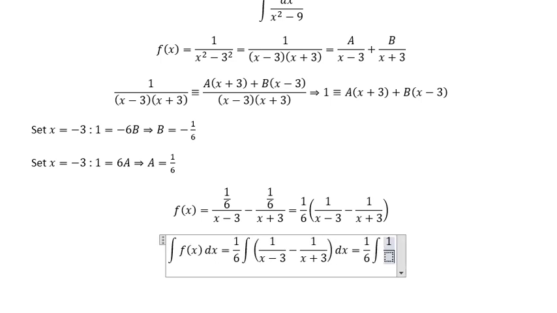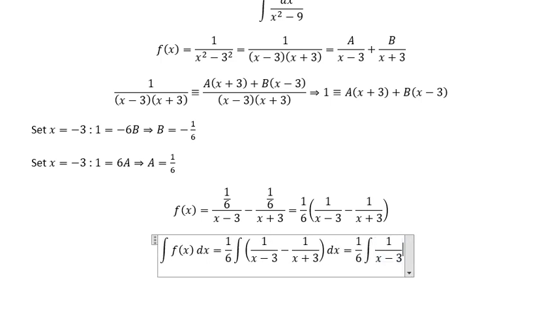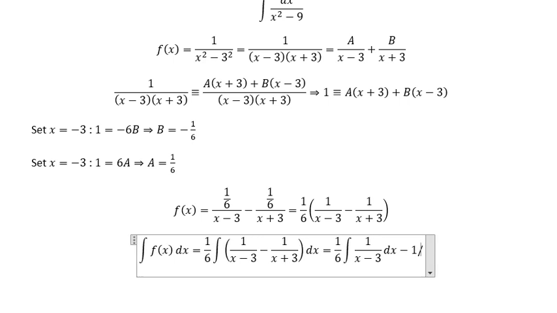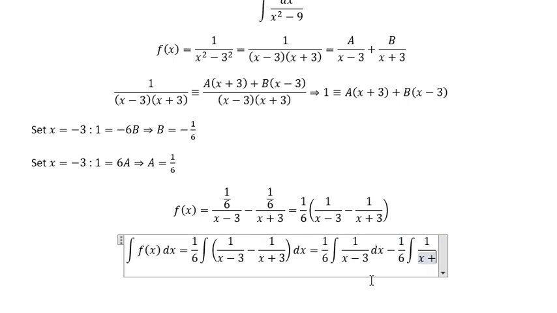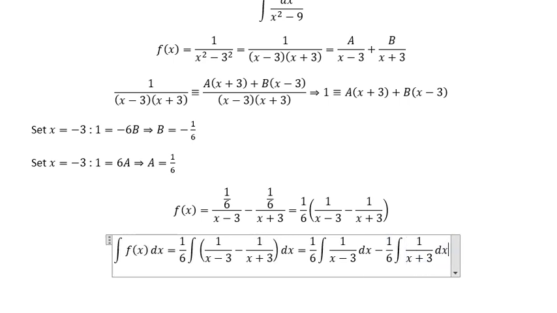So we integrate 1 over x minus 3 with respect to x. Then the sign, minus 1/6, is again outside. Then we integrate 1 over x plus 3 with respect to x.